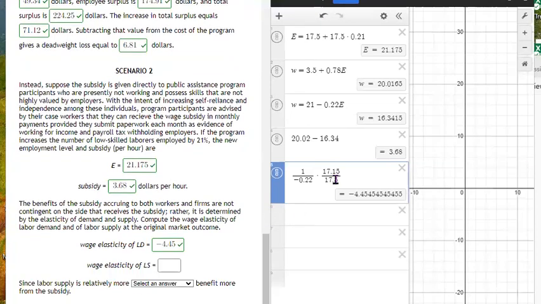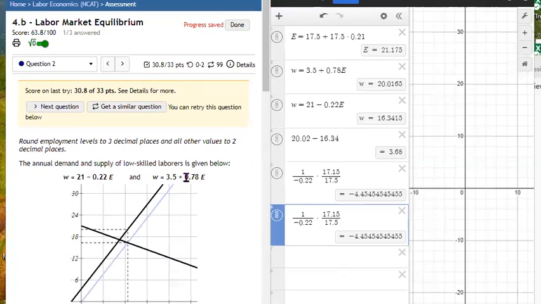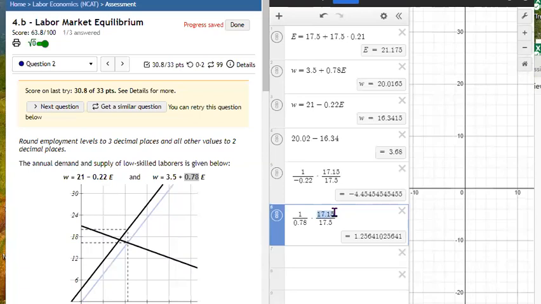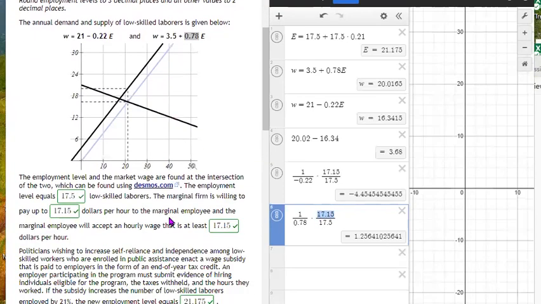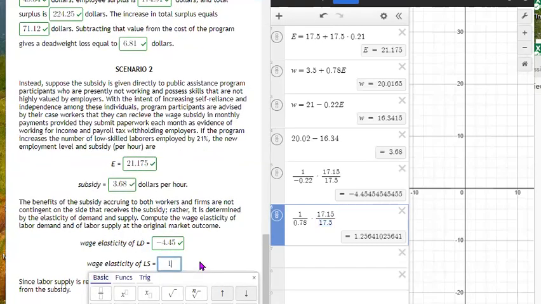Okay, now we got to do the same for labor supply. The only thing we got to do is change the slope. The slope is 0.78 instead of 0.22, and it's also positive. This is, again, the change in the wage rate divided by the change in employment. We want the change in employment divided by the change in wage rate. So that's why we take the inverse of it. And then we multiply it by the wage employment level ratio, and we get an elasticity of 1.26.